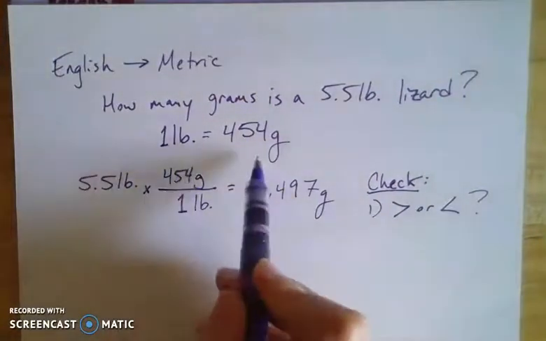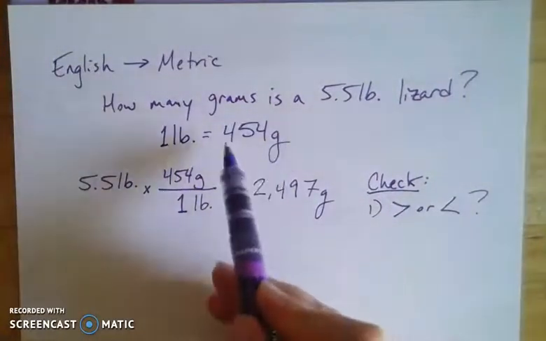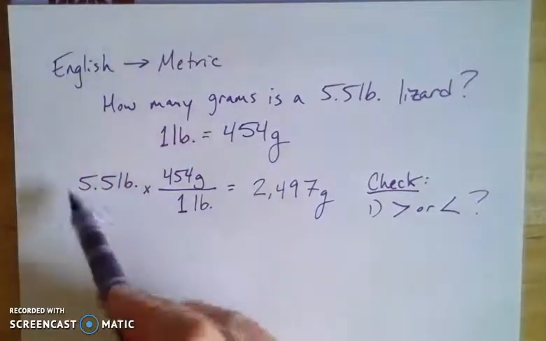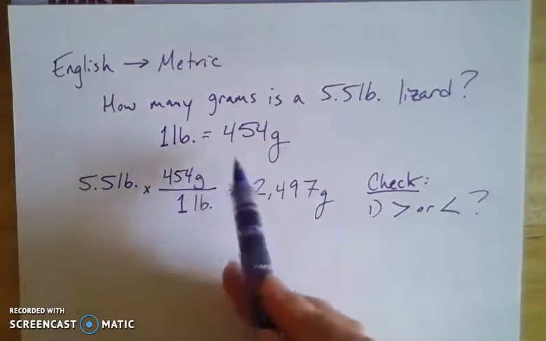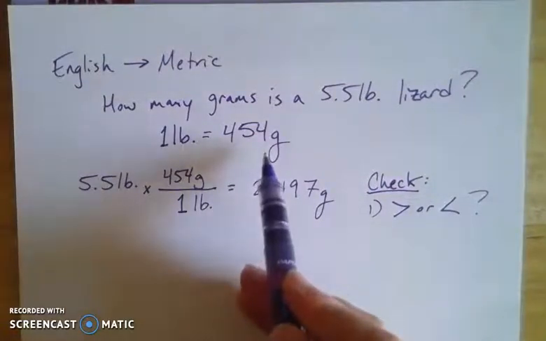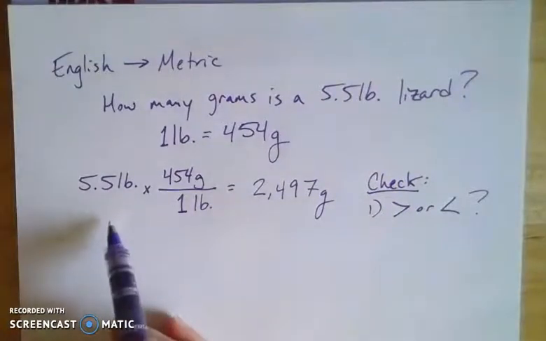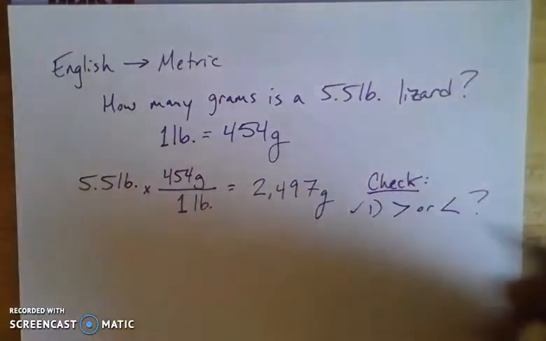Now, if we look at this relationship, there's a lot more grams in a pound than pounds in a gram. So if I have a few pounds, then I'm going to have a lot of grams, right? So I would expect my answer to be larger than my starting quantity, and it is, so that's good.